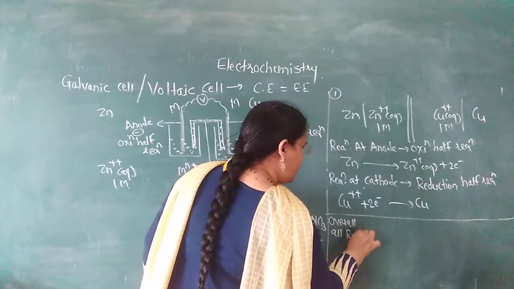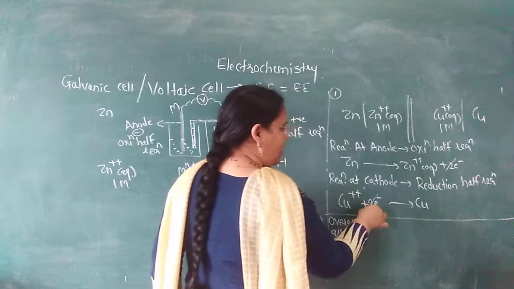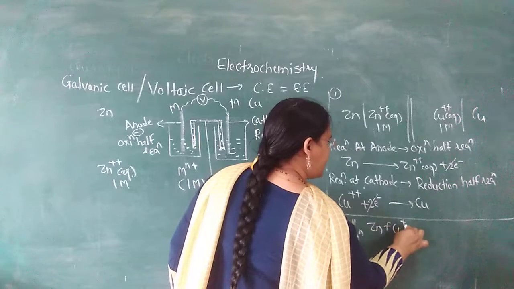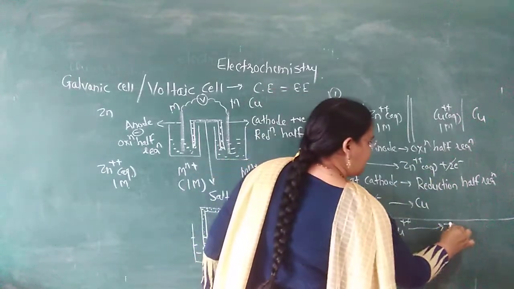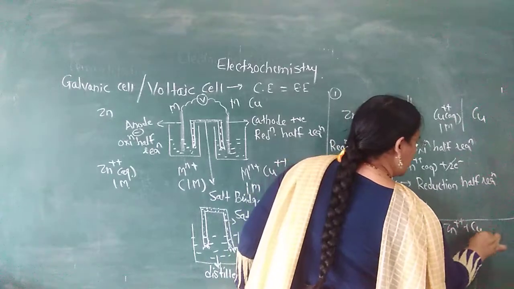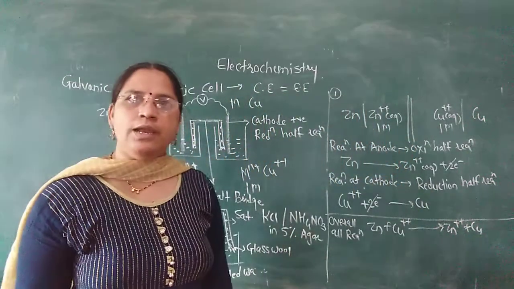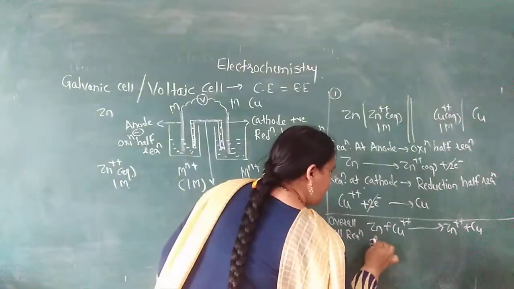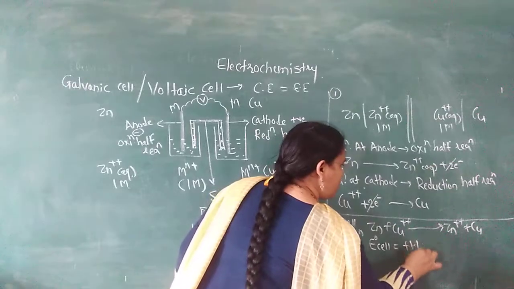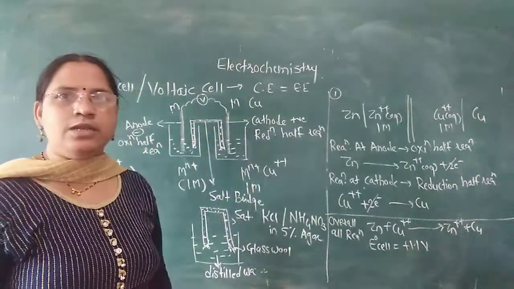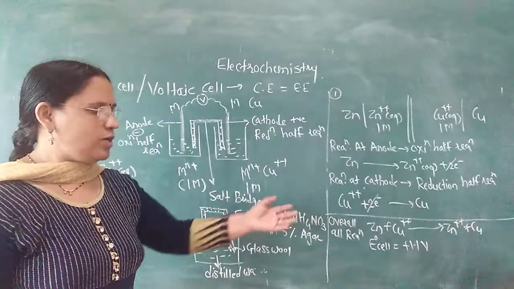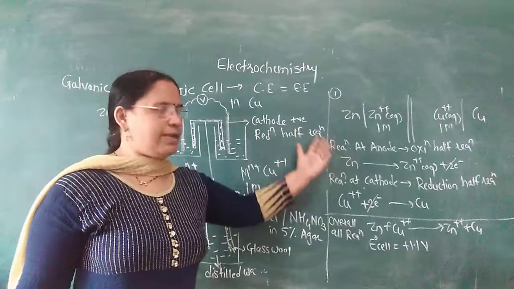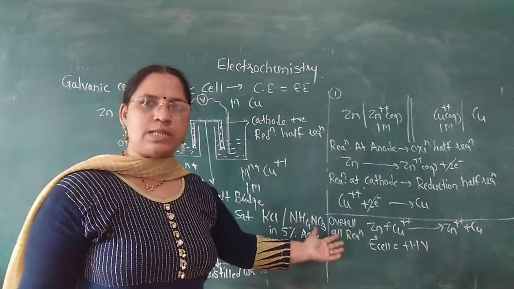Overall reaction. So what is the overall reaction? The 2 electrons get cancelled. So what remains? Zn plus Cu++ gives Zn++ plus Cu. And E0 cell, the standard EMF of this cell, is found to be plus 1.1 volt for this galvanic cell. This much standard cell potential will be developed in the galvanic cell. So this is the method of writing the electrode reactions or cell reactions.